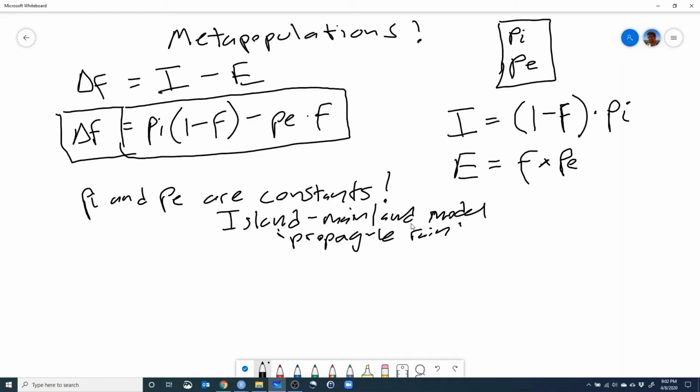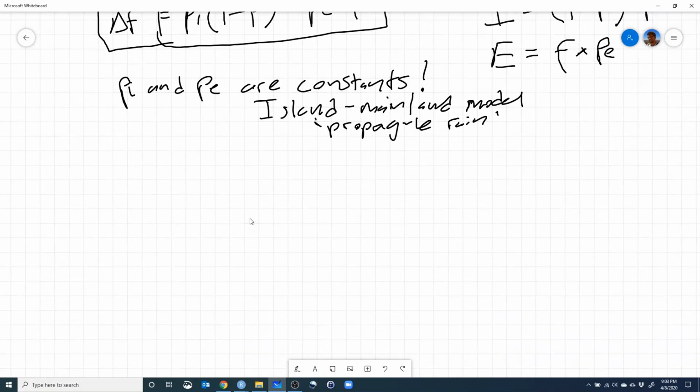and kind of raining them down on the whole metapopulation at a constant rate, so that the probability of extinction and the probability of colonization are independent of the total occupancy rate in the metapopulation. Now that is not necessarily realistic, so we're going to make a variant to this model. So we're going to make a variant.